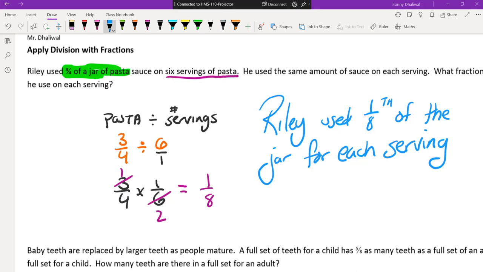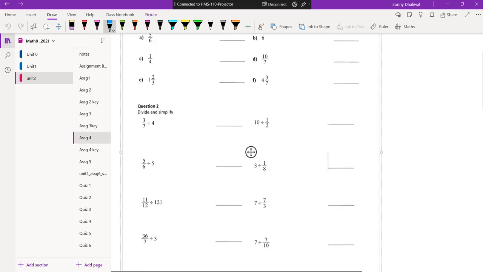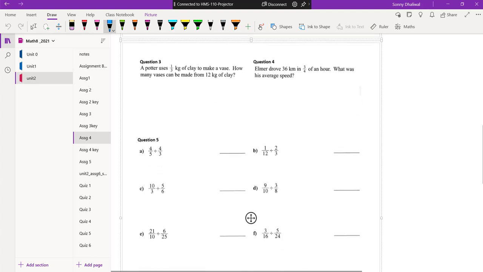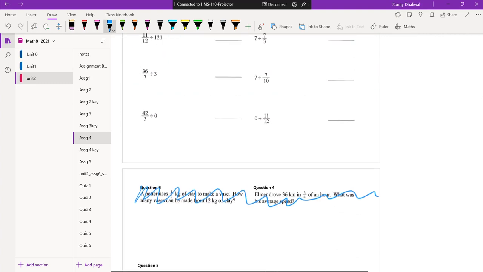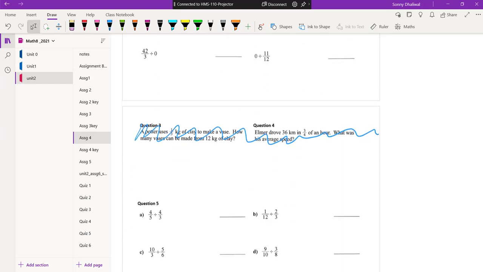So, as for our assignment for today, what do we have? We have this assignment, and let's just focus on the math question. There's 2 word problems, question 3 and 4, on the top here. You can skip the word problems. Just focus on the math question. So a bunch of dividing questions, just simplifying, and I'll leave you to that.